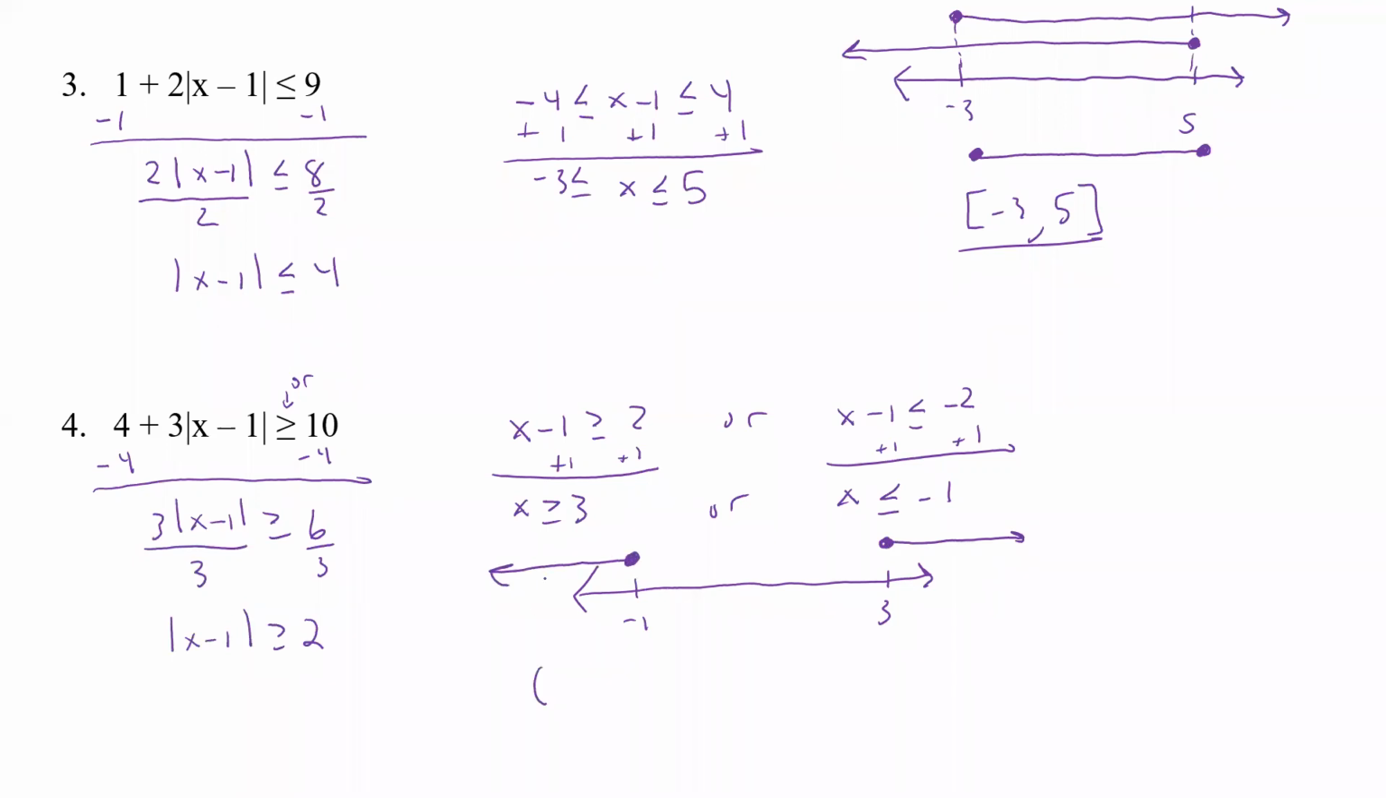And so if we write that in interval notation, we're going from -infinity to the -1 bracket, union, because we have or, then we have a bracket 3, and then we're going to positive infinity. Okay, so that would be how we get that one solved.